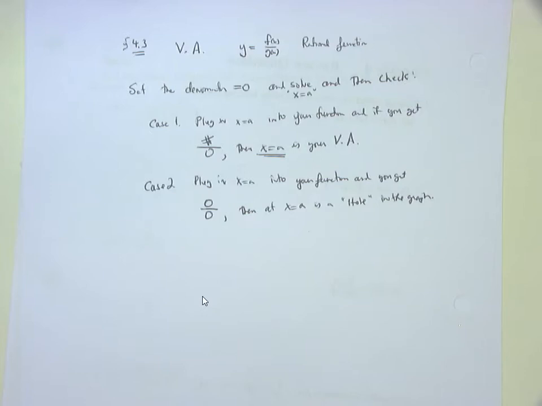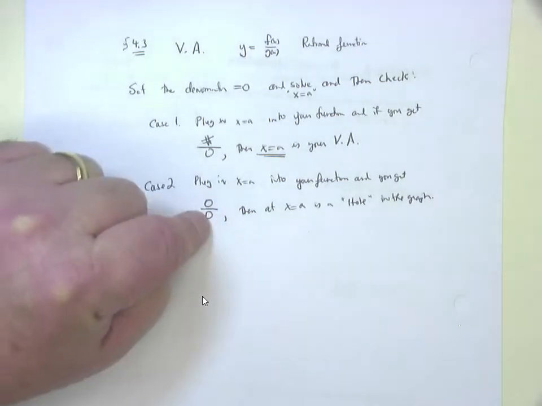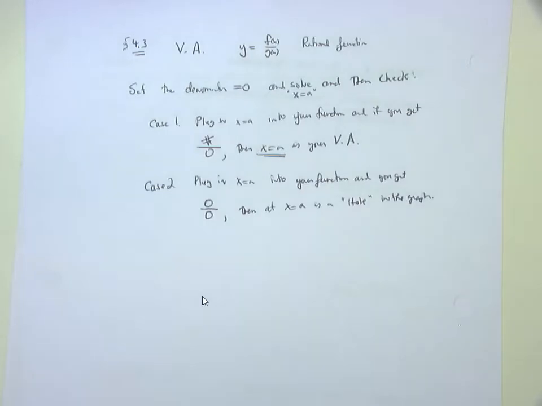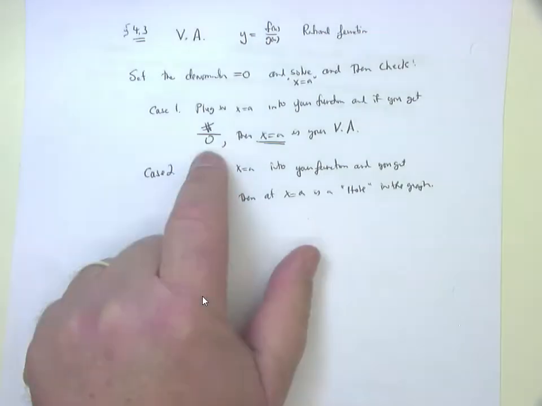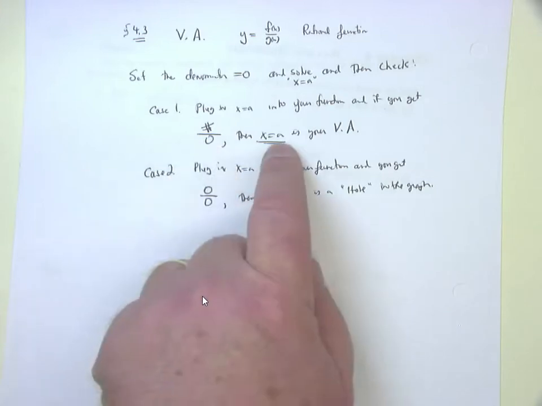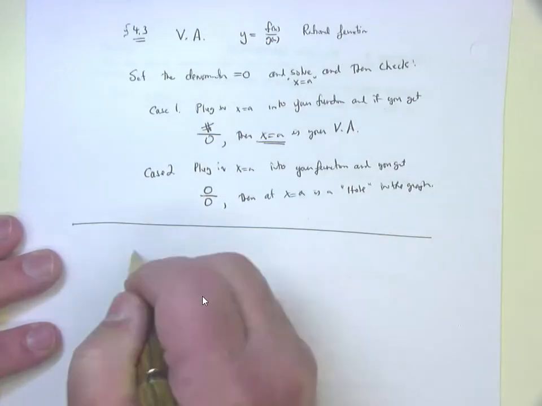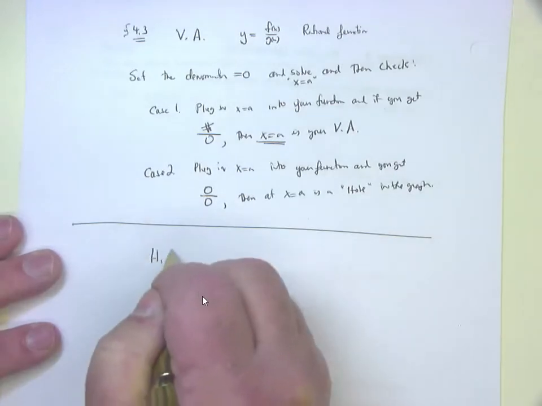Does that make sense? It's a hole in the graph because the idea is that 0 divided by 0 ends up canceling. This goes back to that chapter 1 stuff when we were doing all those limit properties. 0 divided by 0 makes holes in the graph. Number divided by 0, anything other than 0 divided by 0, means x equals a is your vertical asymptote.